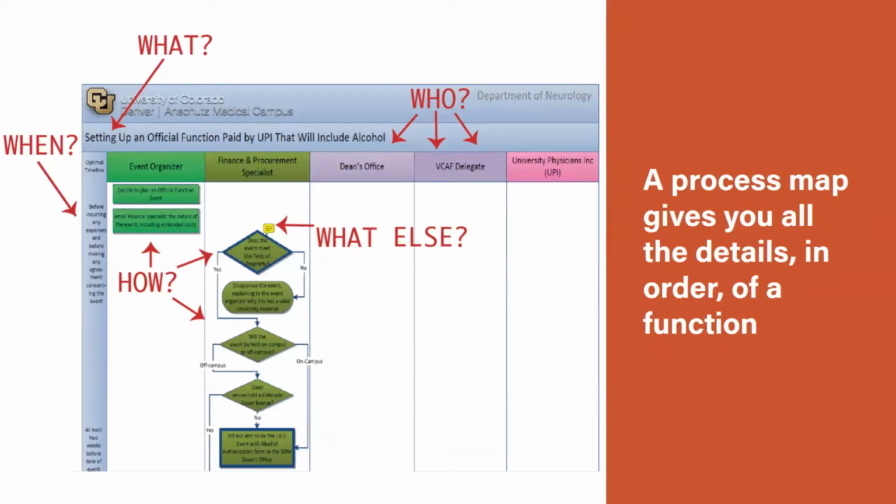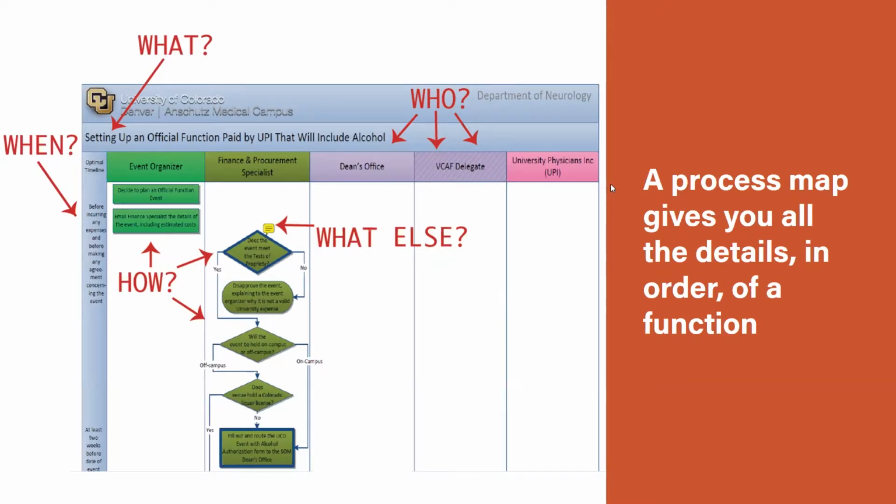So a process map will give you all the details in order of a function. It gives you the timeline, responsible units, the tasks, decision points, links to logins, links to forms, tips, all that kind of stuff on what's called a swim lane diagram. Now, a swim lane diagram differs a little bit from a flow chart, even though it's a type of flow chart, in that it has a timeline and it really clearly delineates the different entities involved in that function. Sometimes flowcharts can be a little confusing if they don't have that information. And of course, in organizations like ours, it's very important.